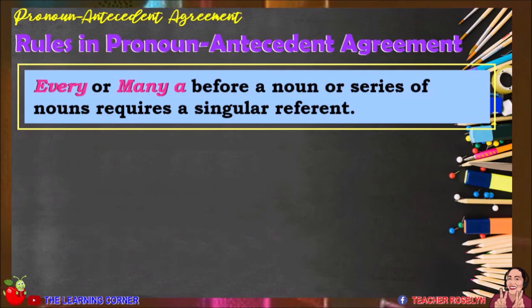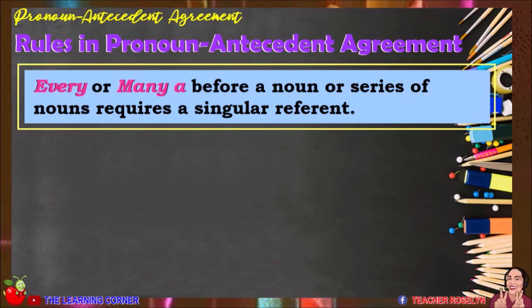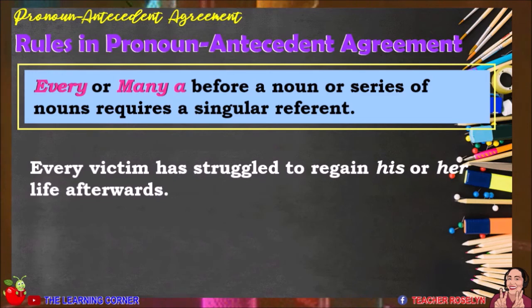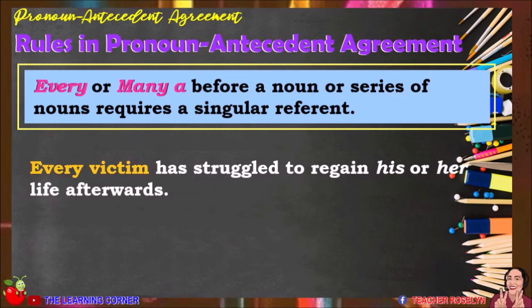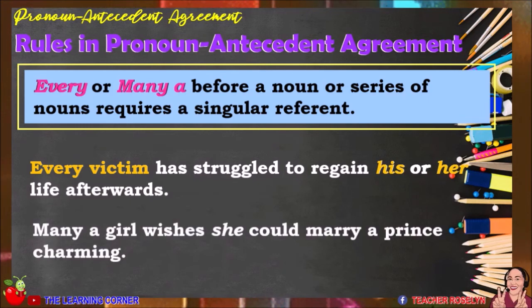The words every or many a before a noun or series of nouns requires a singular referent. For example, every victim has struggled to regain his or her life afterwards. Every victim refers to a singular subject. That's why we use the pronoun his or her.